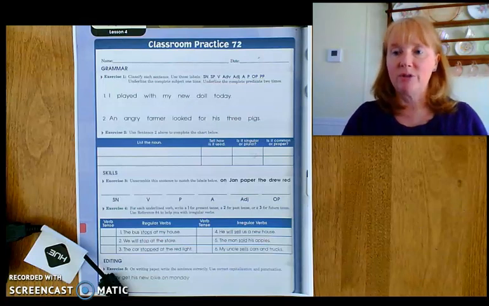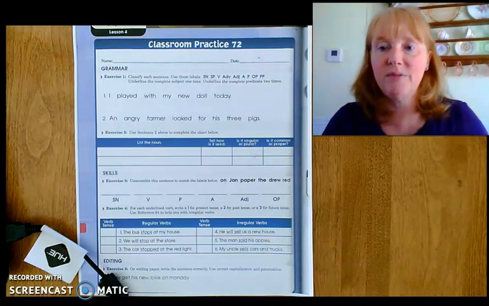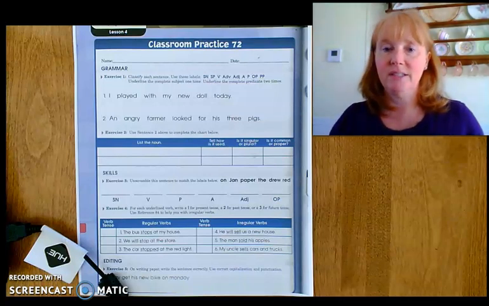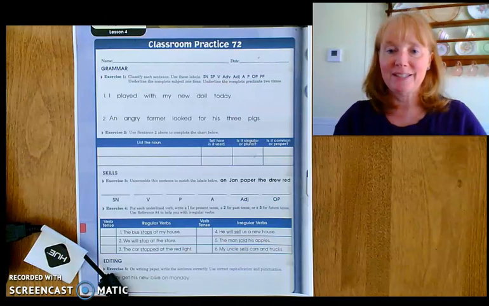Okay, ready to do some more grammar? All right, some of you guys love this stuff. Some of you put up with it, but hopefully it's not too bad since we're doing it all together.